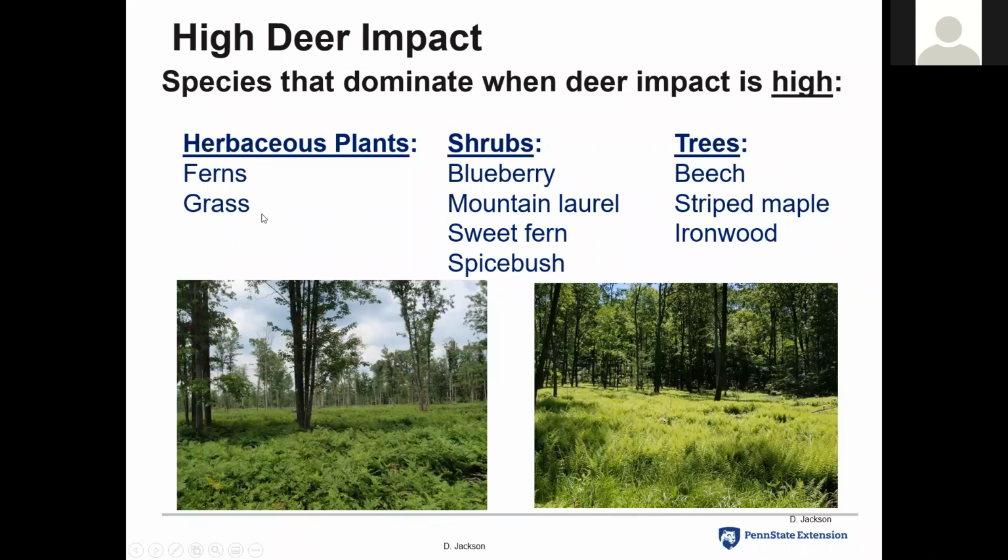But some other species that you'll find dominating forest understories where deer impact is high. Grasses, we're seeing more and more of Japanese stiltgrass becoming a problem here. And some research has tied that directly to high deer impact. Blueberry, huckleberry, mountain laurel, sweet fern, spice bush, beech, striped maple, ironwood. In particular, ironwood, I talked specific about Ostrya or eastern hop hornbeam as I describe it. So that's the common name. So we'll find those plants dominating understories when deer impact is high.